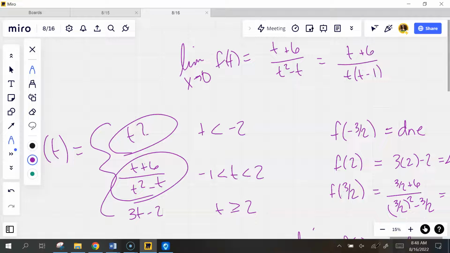Looks like as I come in from the left, I'm approaching negative infinity. And as I come in from the right, positive infinity, so it doesn't exist. But definitely check those and make sure. One's going to negative infinity, one's going to positive infinity, so it does not exist. You should get undefined if you plug it in, because if you put a 0 in here, you get 0 on the bottom.